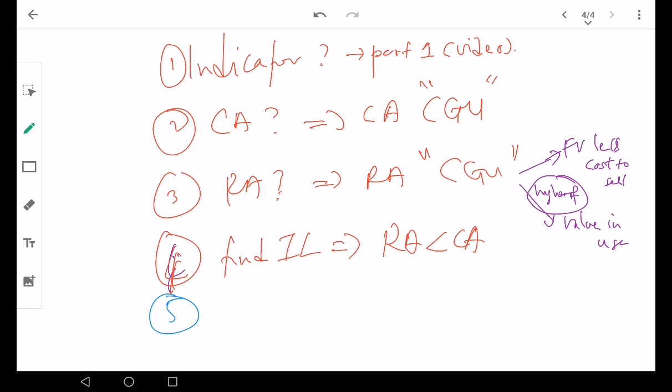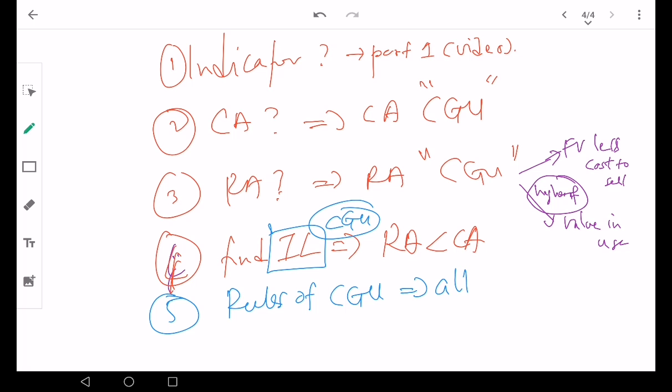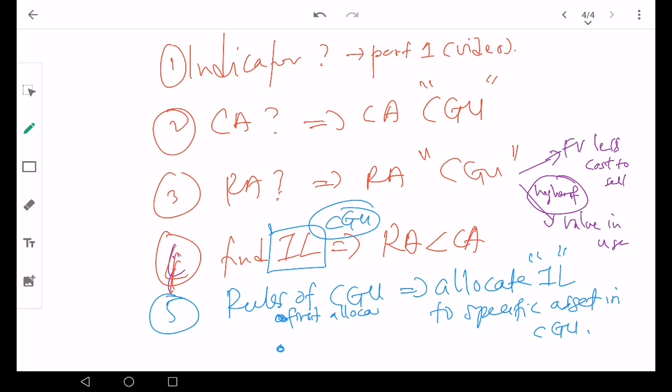Once you find your RA, now comes the additional step. Now you have to apply the rules of CGU. Once you get your total IL for the whole CGU, now you can allocate the impairment loss to specific assets in the CGU. What are the 2 rules of CGU that you need to know? First allocation, this is the word that you have to use. First allocation will be at the goodwill.